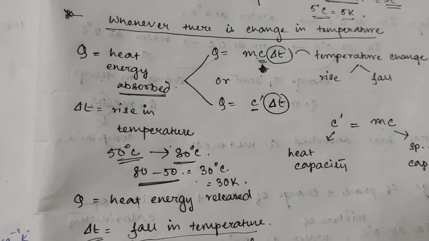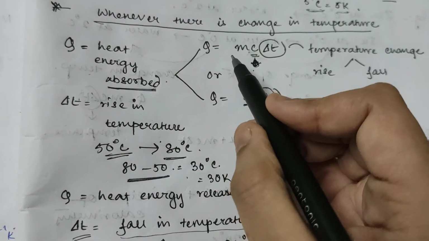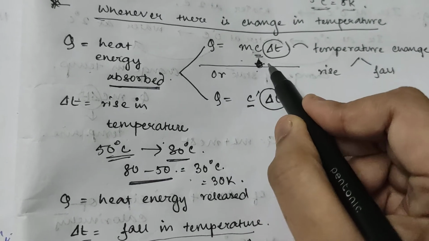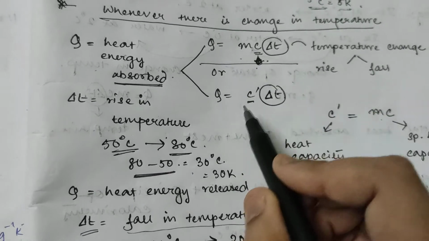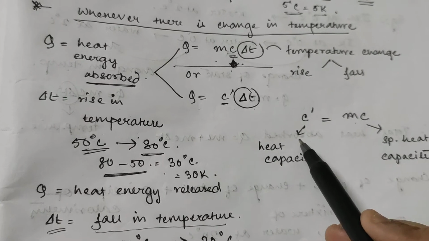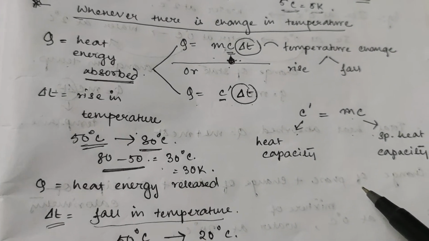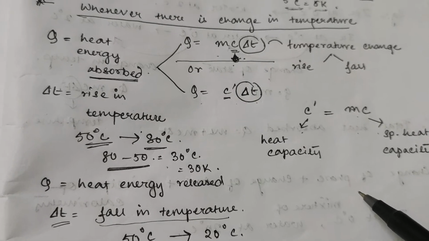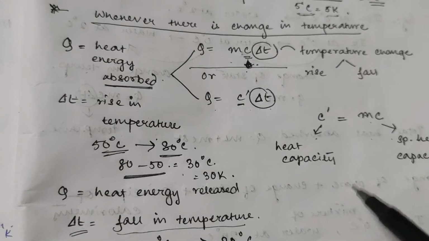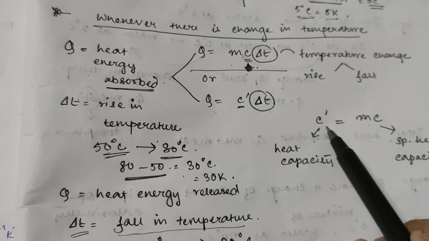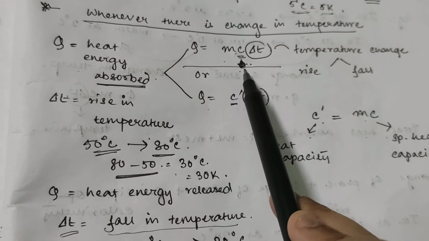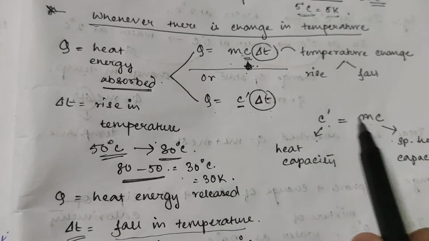What is the relation which we follow whenever there is a change in temperature? Q equal to M C delta T. M is the mass, C is the specific heat capacity. Or we can follow Q equal to C prime delta T, where C prime is the heat capacity, C prime equal to M into C. This we have already discussed in the video lessons. This is the relation between heat capacity and specific heat capacity. So suppose C prime is given, M is given, you have to find Q. We will use this form. You can also use the other form, then you will have to find C first by C prime by M.